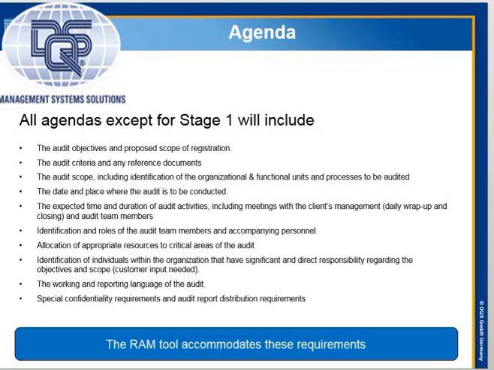Some more things that the agendas must include: scope of registration, audit criteria. All of these things come from 17021. And when you use the RAM tool, the tool pre-populates many of these things or guides you through questions that will help answer these.